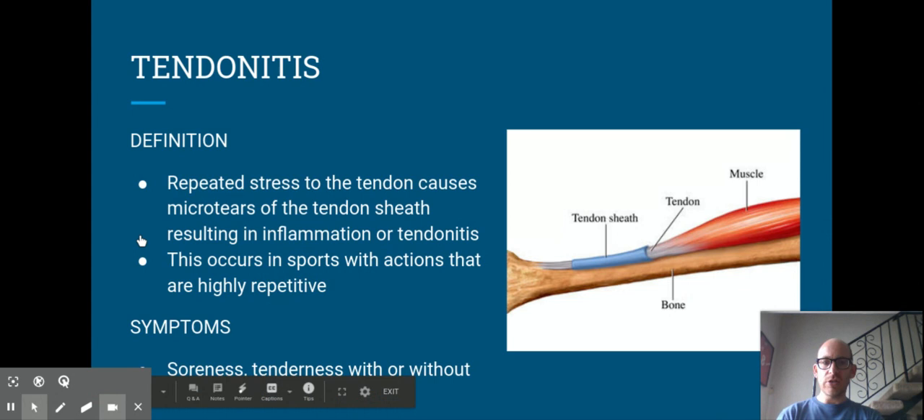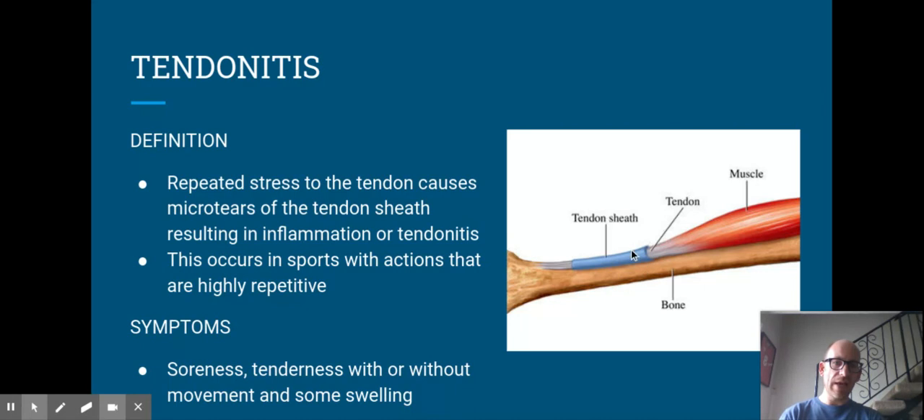Okay, our last injury is tendonitis. Now, remember, a tendon attaches muscle to bone, but something we haven't really talked about is the tendon is wrapped in a tendon sheath. Okay, so like the sheath of a sword is what you put the sword in. So the sheath of the tendon wraps around it.